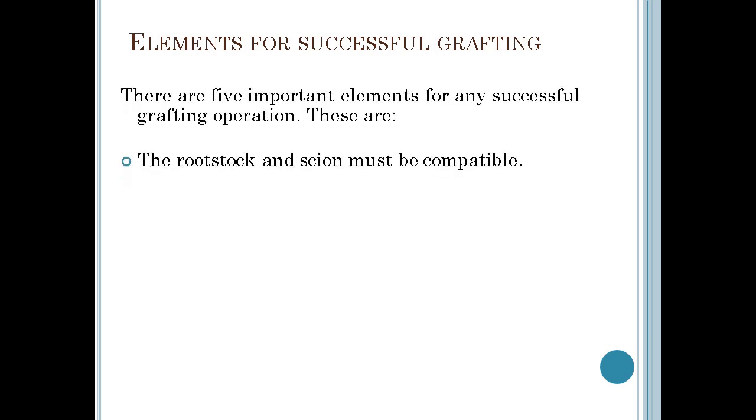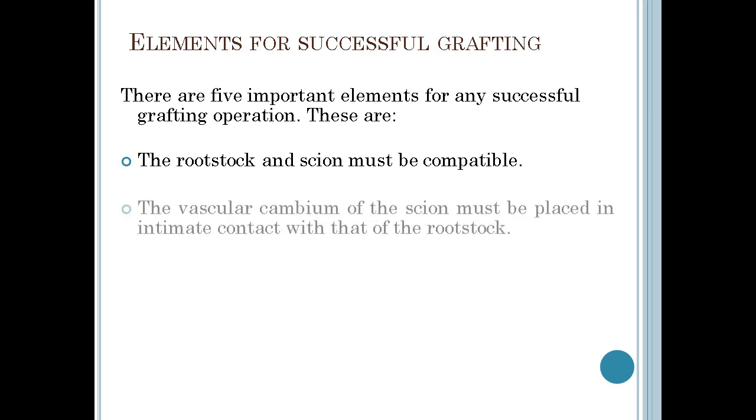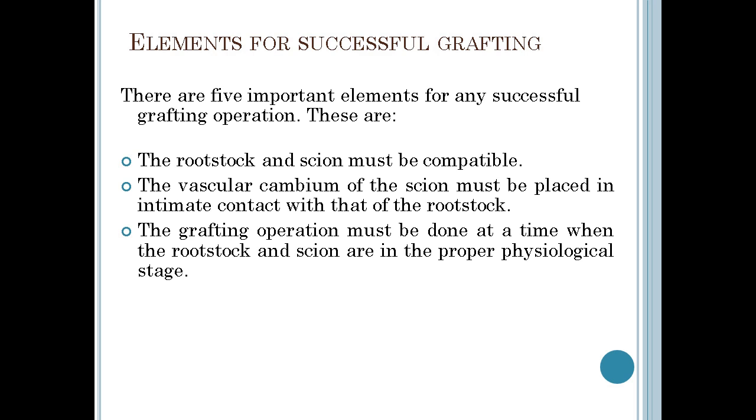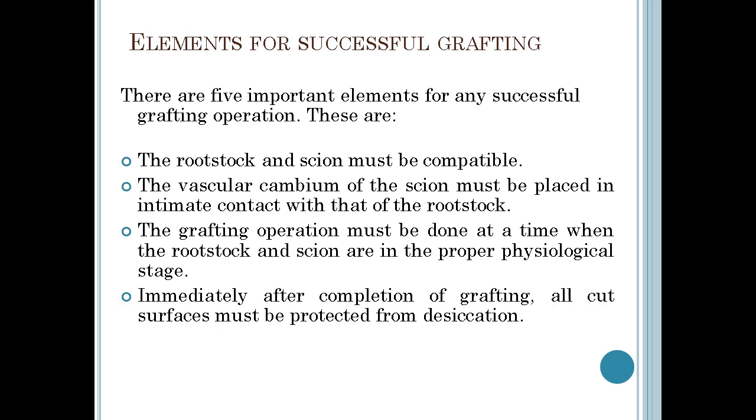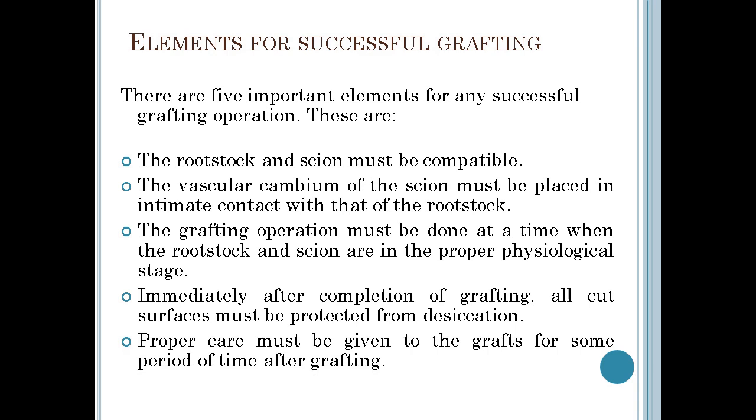Elements for successful grafting. There are 5 important elements for any successful grafting operation. These are: the rootstock and scion must be compatible. The vascular cambium of the scion must be placed in intimate contact with that of the rootstock. The grafting operation must be done at a time when the rootstock and scion are in the proper physiological stage. Immediately after completion of grafting, all cut surfaces must be protected from desiccation. Proper care must be given to the grafts for some period of time after grafting.